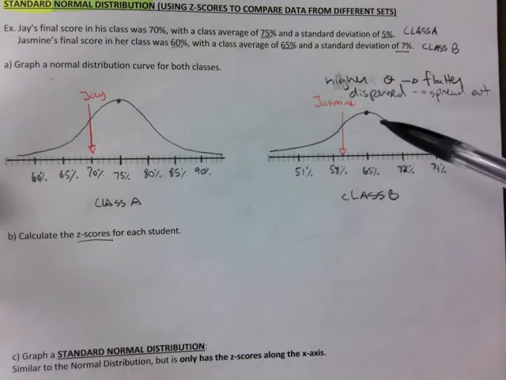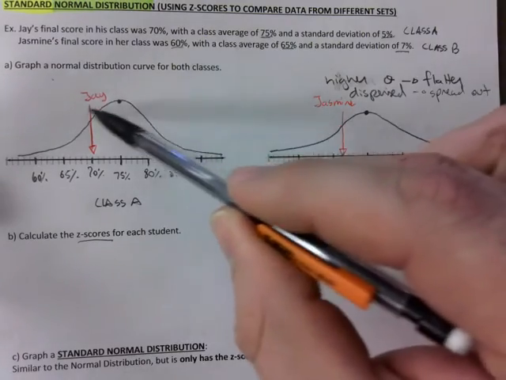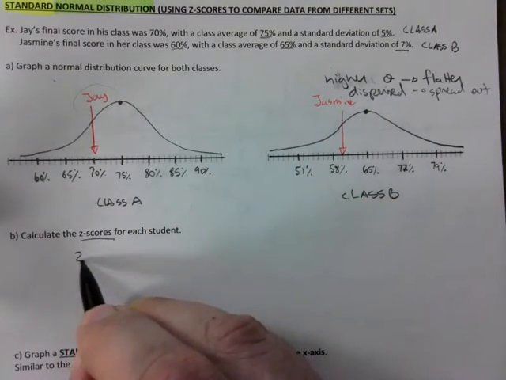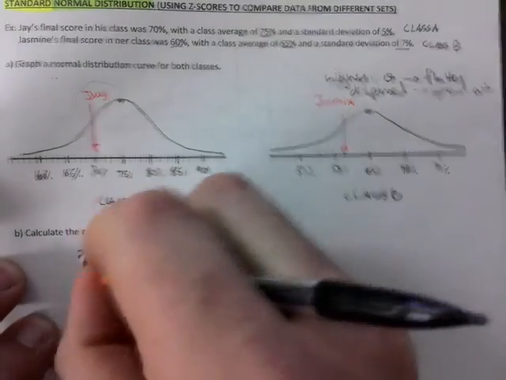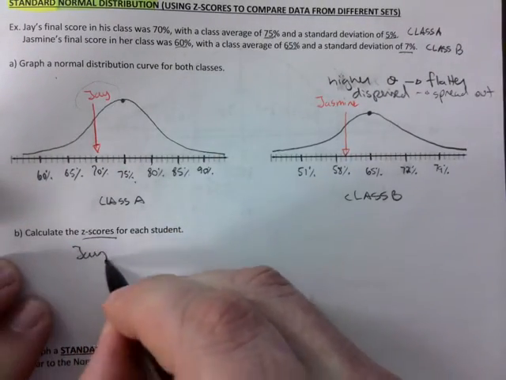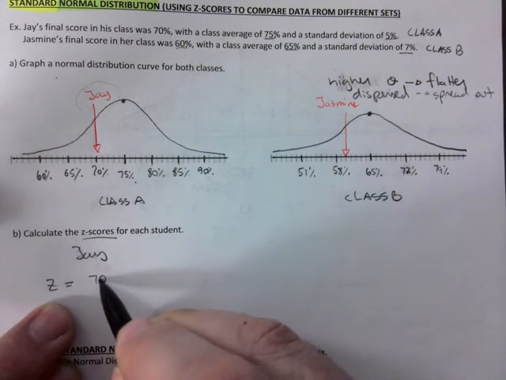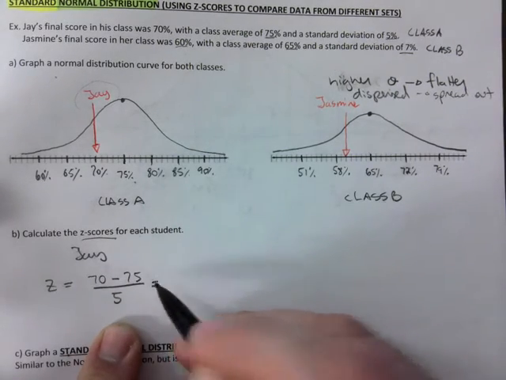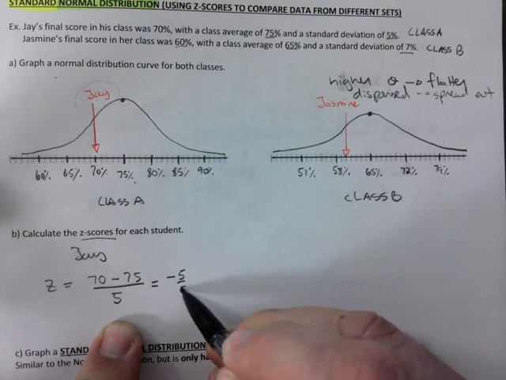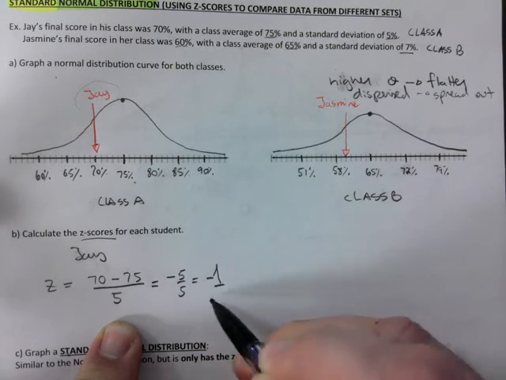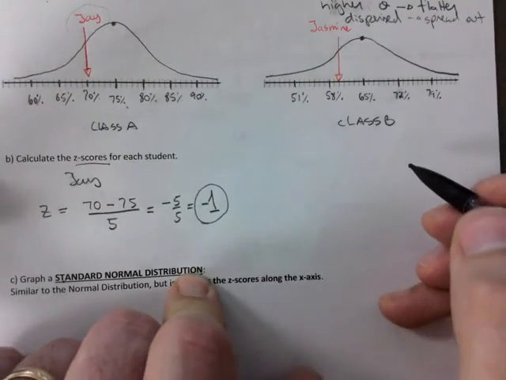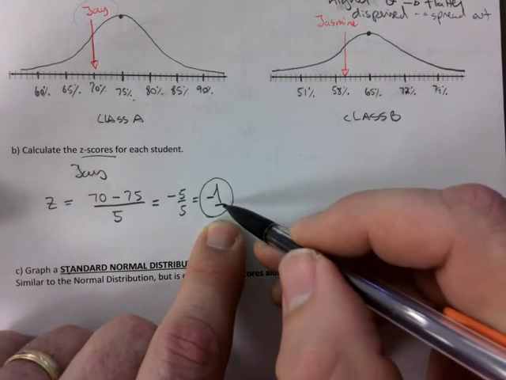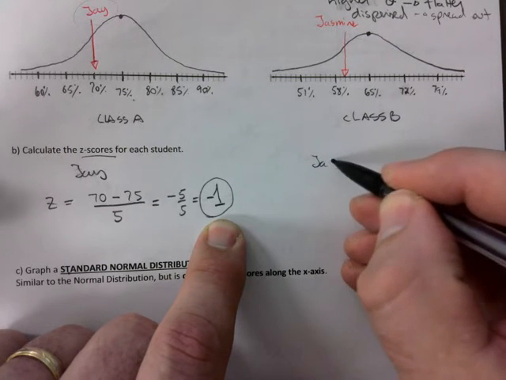So we each drew a normal distribution for their respective classes, and where do they fare within their classes. And now we're going to figure out the z-score for each one of them. So the z-score for J is 70, because that's the score he got, minus 75, over 5. That's actually negative 5 over 5, which is negative 1. So J's z-score is negative 1.